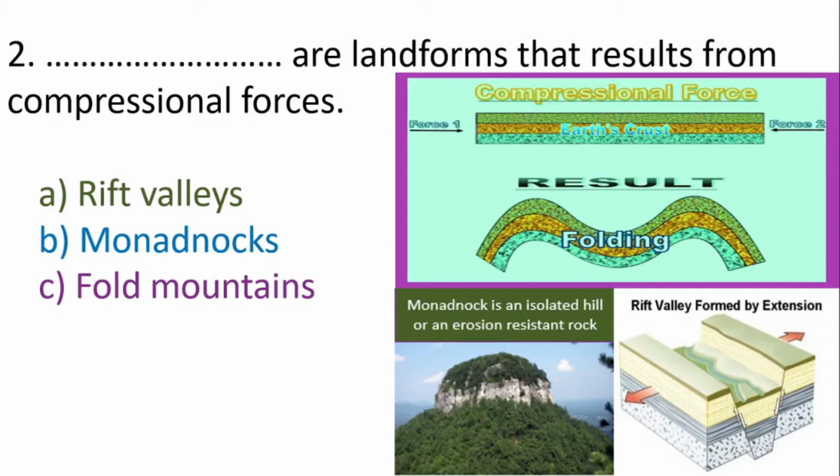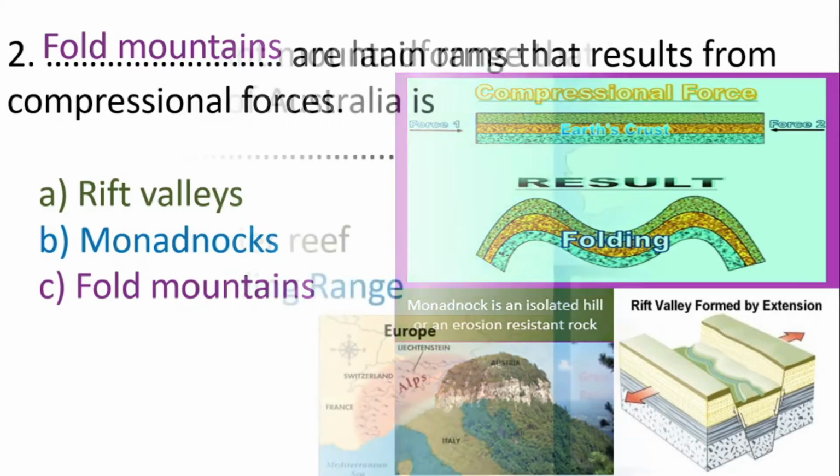Monadnock is an isolated hill, ridge or erosion-resistant rock rising above a plain which is produced by erosion over a long period. An example, Stone Mountain in Georgia. Now pause the video and write your answer. Look at the question now. Fault mountains are landforms that result from compressional forces.